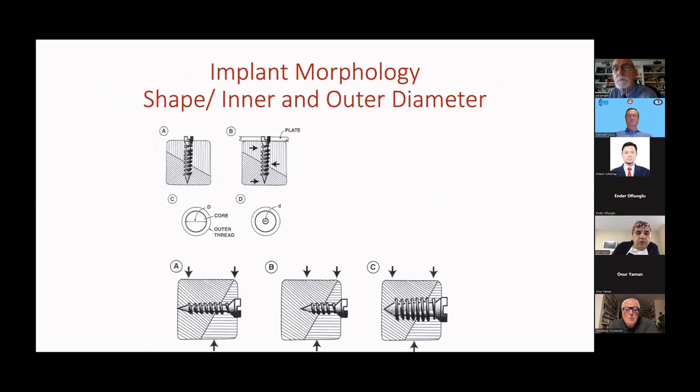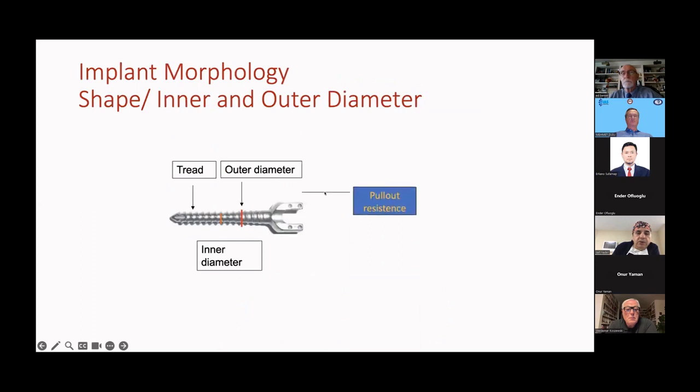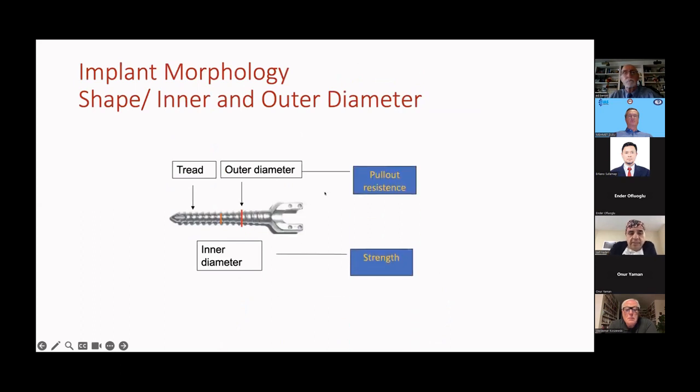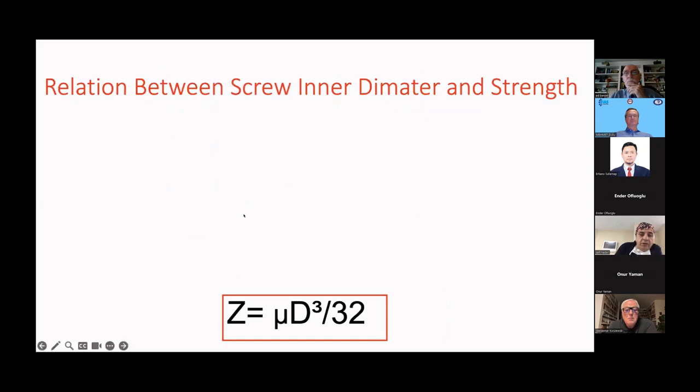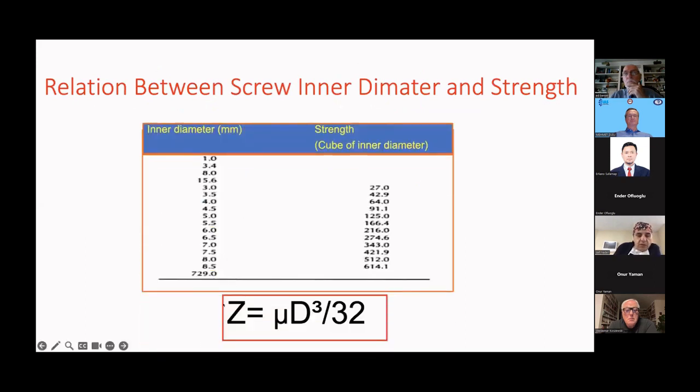Implant-related problems are also important. We have different types of screws. We need to know that outer diameter and inner diameter of our screws are important. The outer diameter reflects pull-out resistance, and inner diameter reflects strength of the system. Dr. Benzel also showed this to you. There is a relation between the screw inner diameter and the strength of the screw. Actually, the cube of the diameter of the screw reflects its strength.